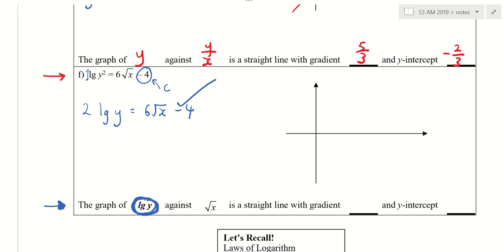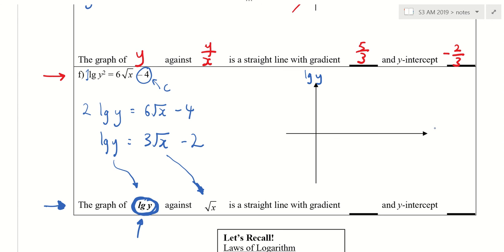No, the log you need to remove, but the 2 can come down, right? Power can come down. Because the question already say I want log y. I don't want y. I want log y. So what happened after next? I don't want the 2. What can I do? Divide the 2. So this one will be log y. This will be 3 root x minus 2. So you double check. The x-axis is correct. The y-axis is correct. Therefore, the question is done already.